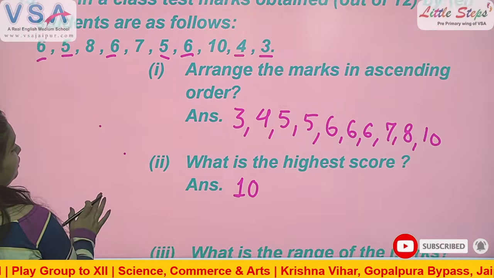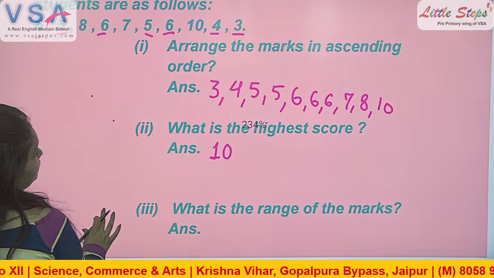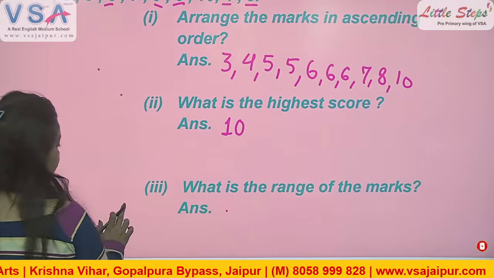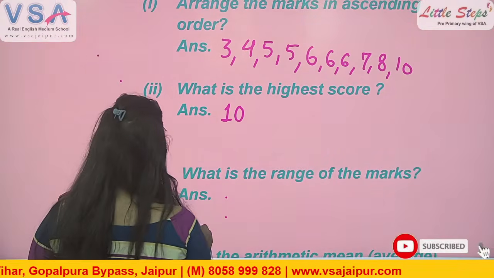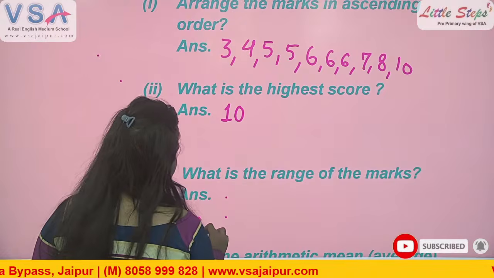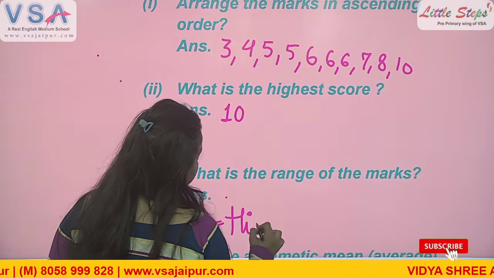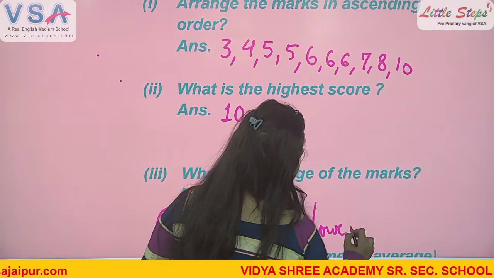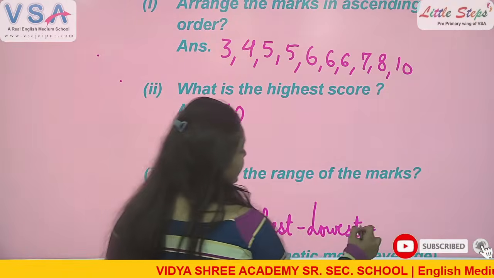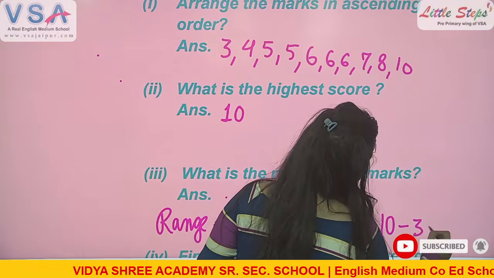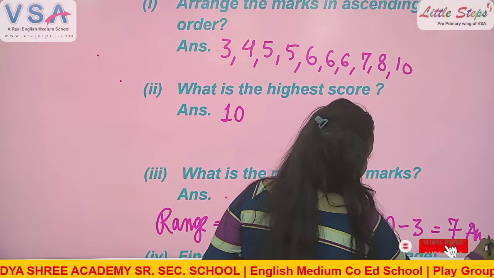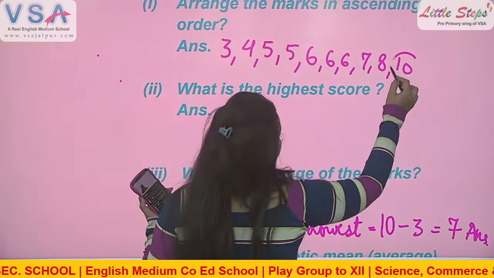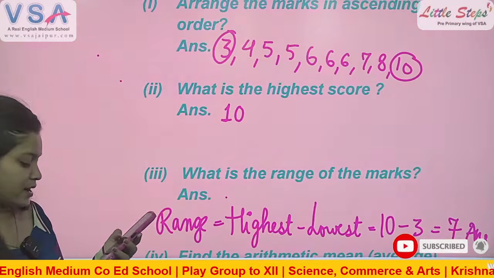Moving on to next part of the same question. What is the range of the marks? So you know the formula of range. In yesterday's class, I told you. What is the formula of range? Range is equal to highest minus lowest. So सबसे बड़ा नंबर क्या था 10 and सबसे छोटा नंबर क्या था 3. So we have range 7. Clear? Range निकालना समझ में आ गया आपको. सबसे बड़ा नंबर 10 से हमने सबसे छोटा नंबर 3 को सब्ट्रैक्ट कर दिया. Yes.